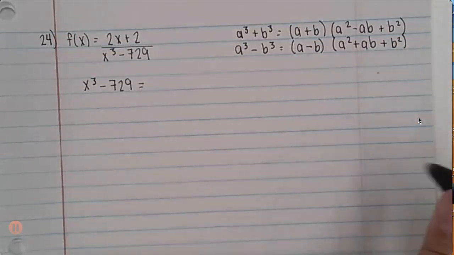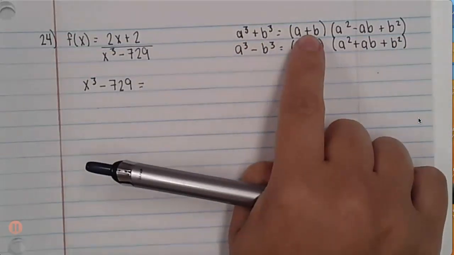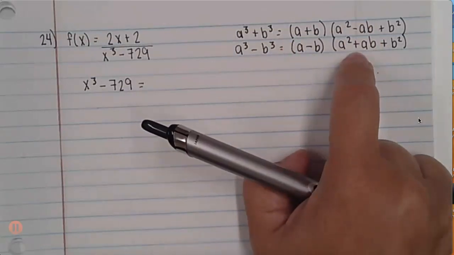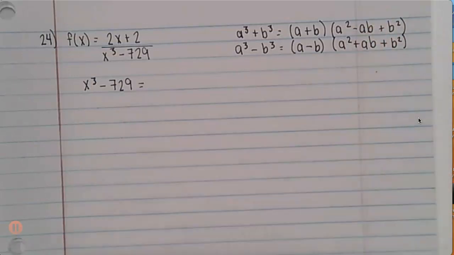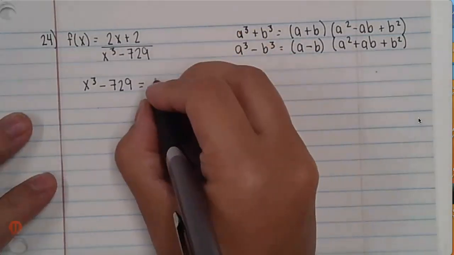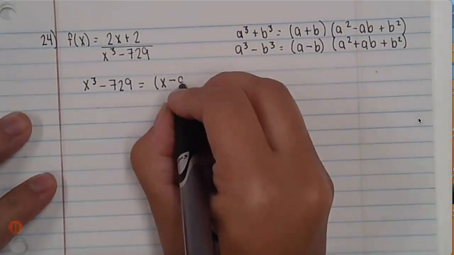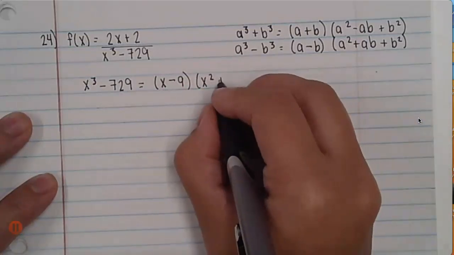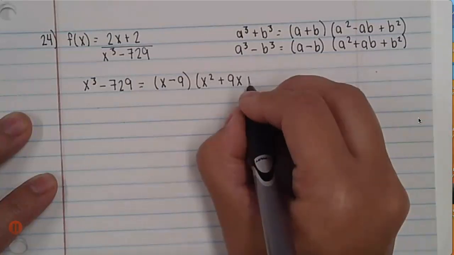If it helps you to remember, when you're adding, the first sign is adding. When you're subtracting, the first sign is subtracting. The second sign is going to be opposite, and the third sign will always be positive. So applying this rule here, the cube root of 729 is 9. So we've got x minus 9 times x squared plus 9x plus 81.